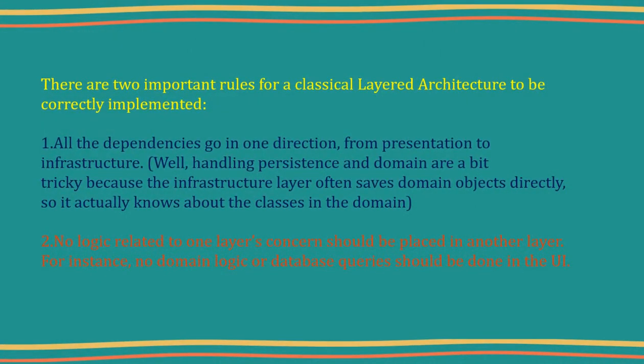There are two important rules for classical layered architecture. First one, all the dependencies go in one direction, from the presentation to the infrastructure. And second one, no logic related to one layer's concern should be placed in another layer. For instance, no domain logic or database query should be done in the UI.